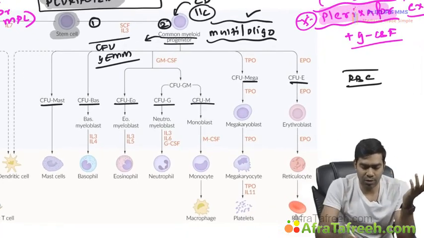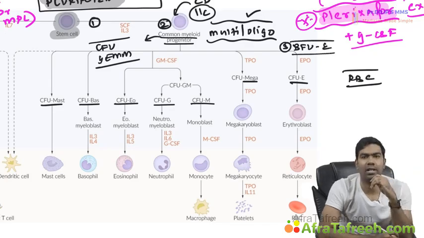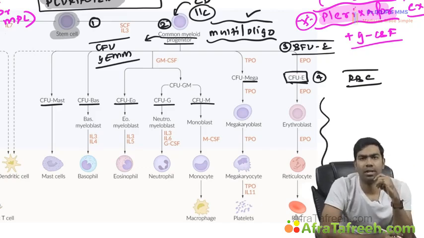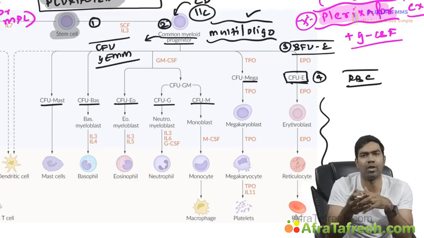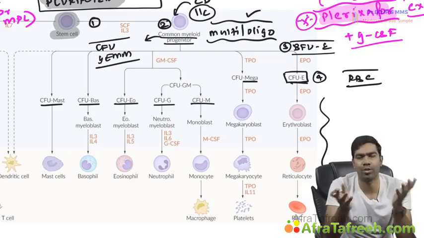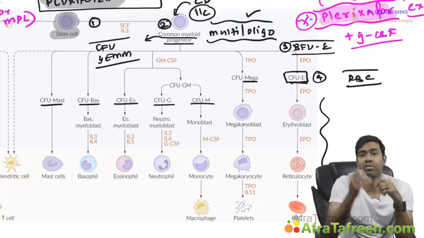Then the CFU-GEMM forms the next unit, which is not mentioned here, called the blast forming unit erythroid. This is the next thing that this common myeloid progenitor is going to form. And the next thing you are going to get is number 4, the colony forming unit erythroid. From the colony forming unit erythroid, you are going to get different lineages. The successors of the erythroid lineage are the proerythroblast, normoblast, and finally you get the reticulocyte and the mature erythrocyte. So these are the next generation of erythroid cells.